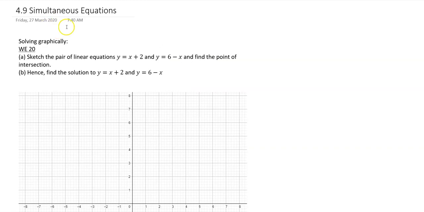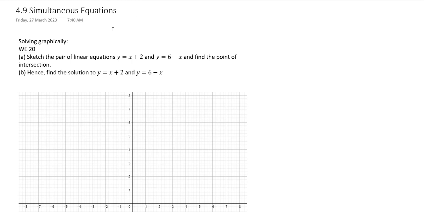This morning at 7:40 a.m. We're looking at simultaneous equations now. So we had a look yesterday at linear inequalities, and hopefully that went okay. This has very little to do with that.